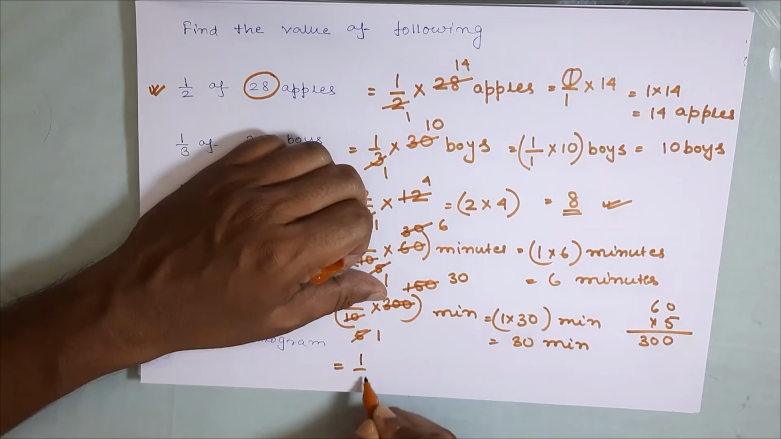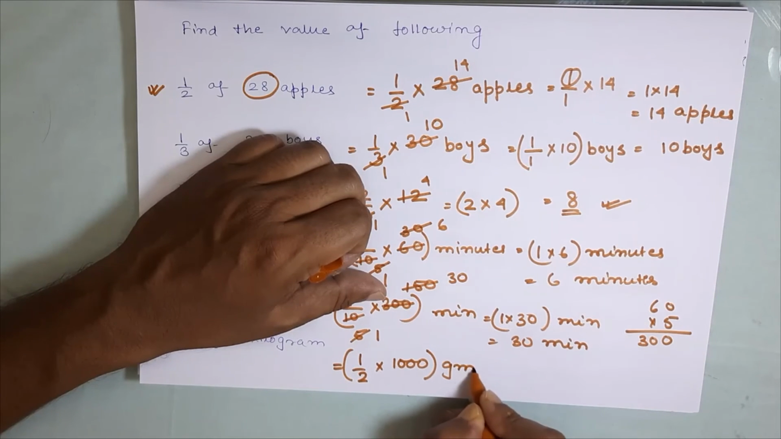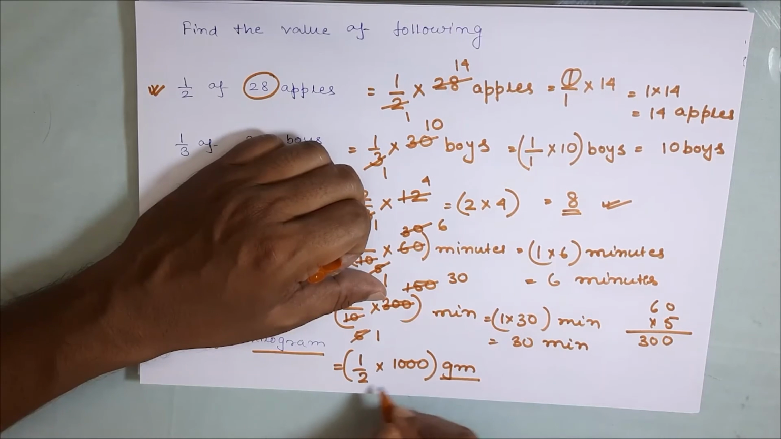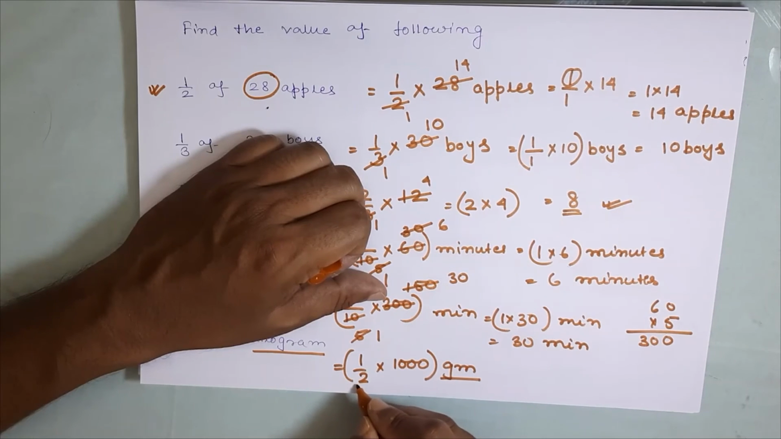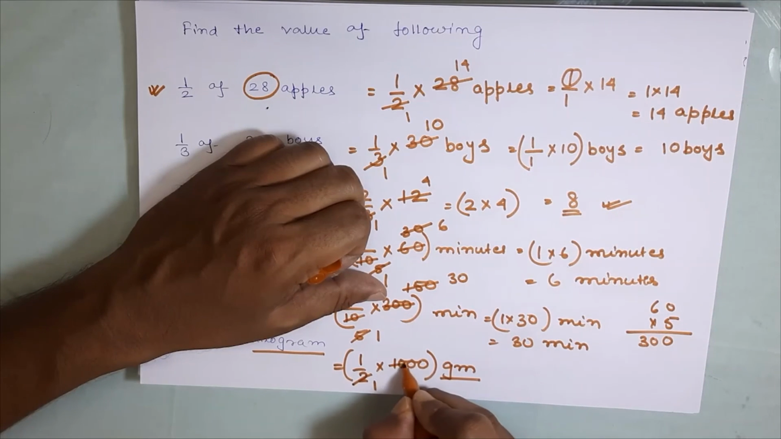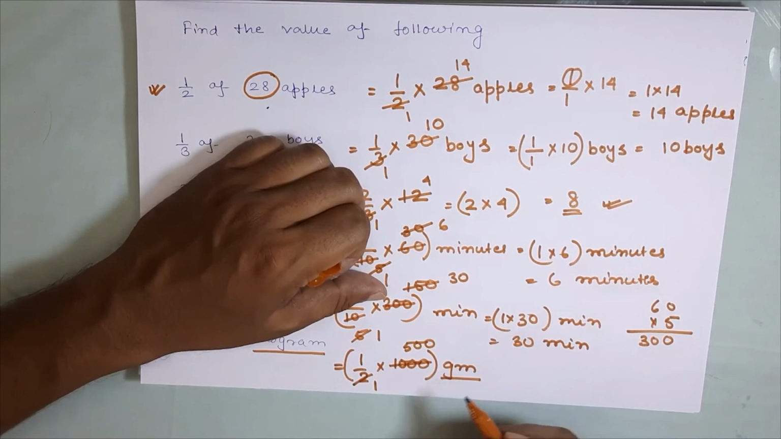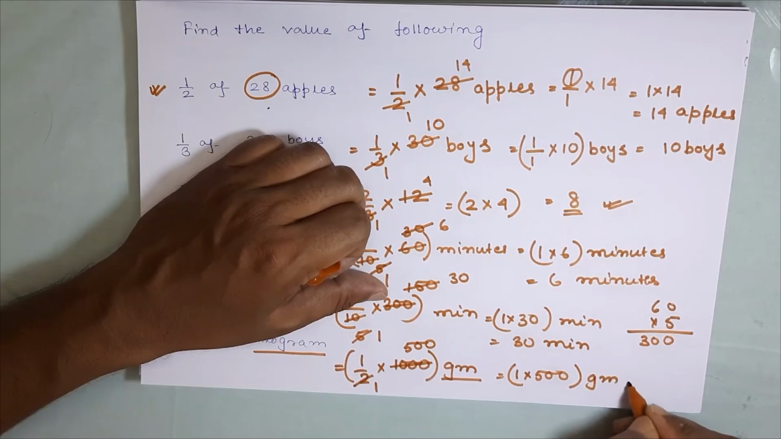So let us write it down. Half into 1000. What will be the unit here? Gram, because we are not using kilogram anymore. It is changed into gram. So do 1000 and 2 have a common factor? Yes, both of them are divisible by 2. Let us do that. If I divide 2 by 2, we get 1. If I divide 1000 by 2, we get 500. Please try it out. You will divide 1000 by 2, you will always get 500. So 1 into 500 gram. So 500 gram is your answer.